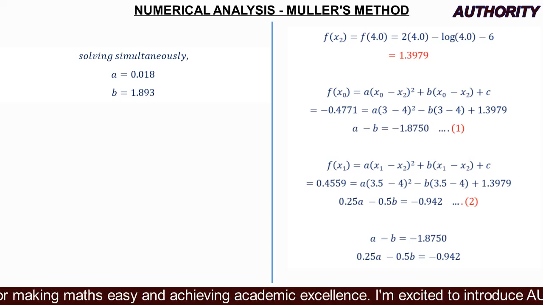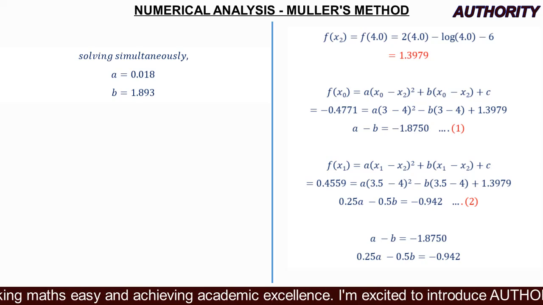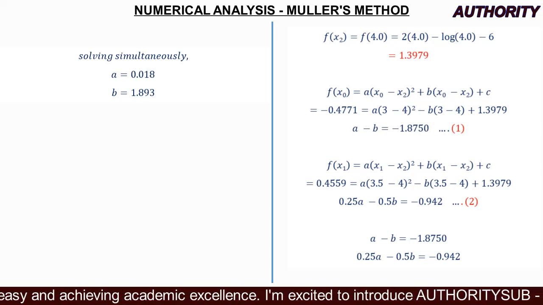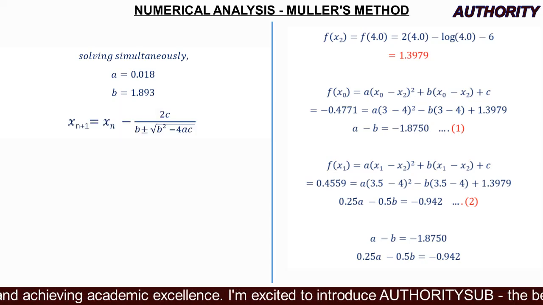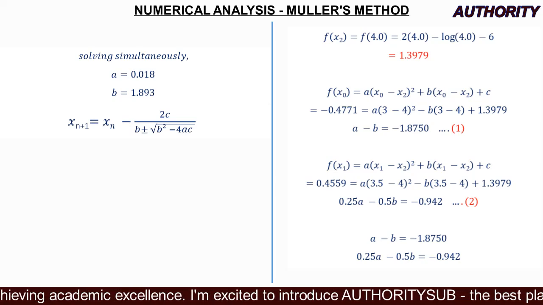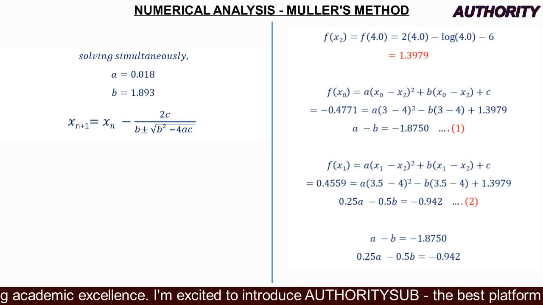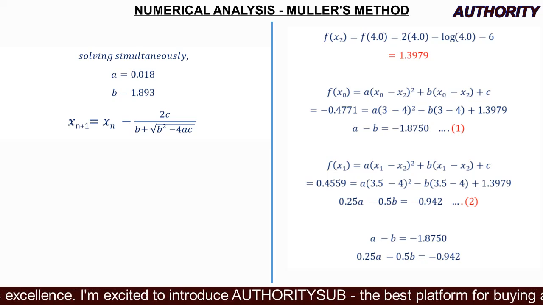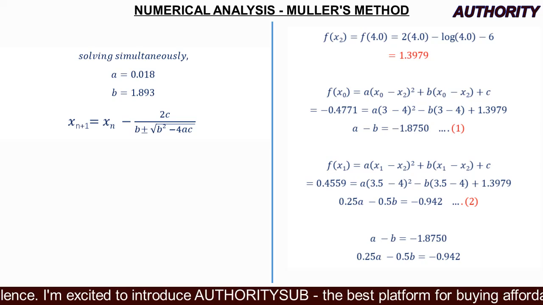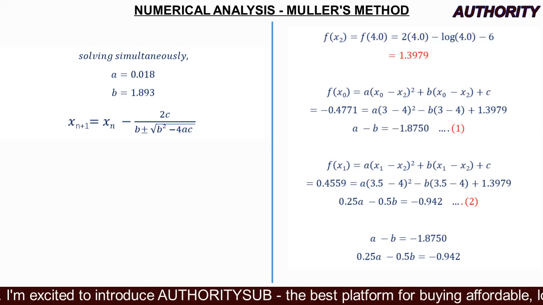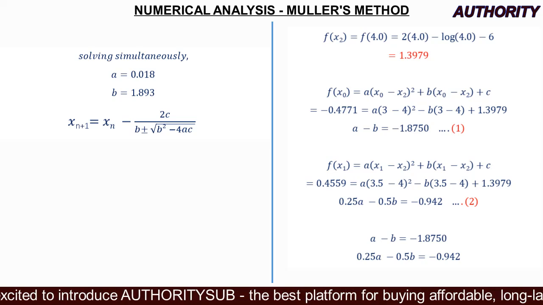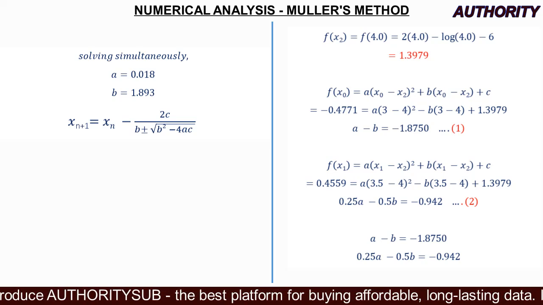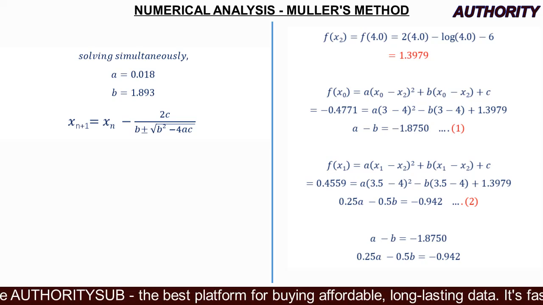Then c is what? 1.3979. So in this formula for Muller's method, where we have x n plus 1 is equal to x n minus 2c all over b plus or minus square root of b squared minus 4ac, we see that we know our a, we know our b, and we know our c, isn't it? Yes.